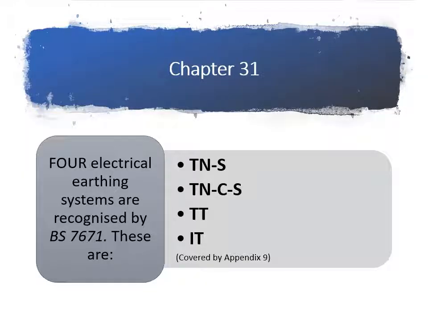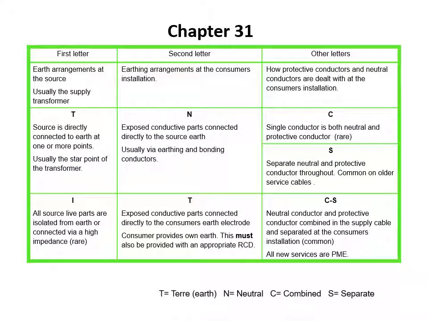And of course we've got our four main earthing systems, TN-S, TN-C-S, TT and IT. IT is covered by Appendix 9 and it's not something we'll be going into in any great depth during the course of this course. So what do those letters refer to? T, terra, the earth, N, the neutral, C is combined and S is separate. And those are the earthing arrangements which we'll now look at a little bit closer.